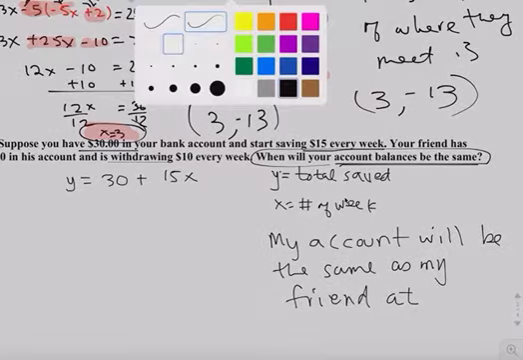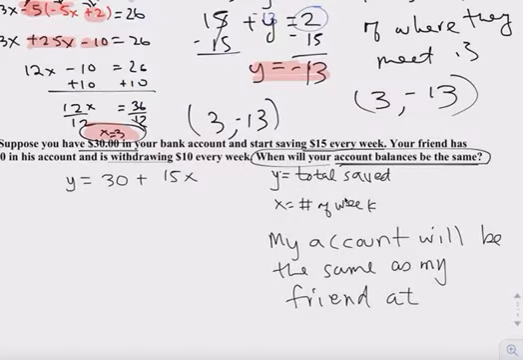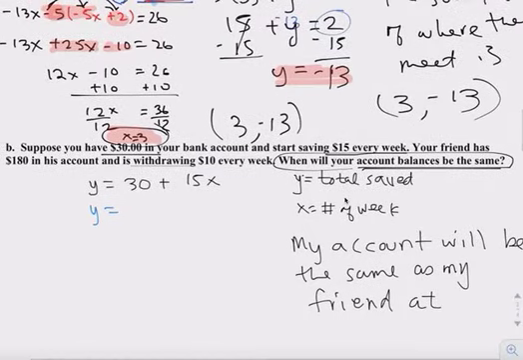Okay, so that's your account. This is you. So when you graph it, that's you. That's hard to graph, right? That's why for all those problems, we're using equations. Okay, your friend has $180 in his account and is withdrawing. Withdrawing means to subtract. Subtract $10 every week, minus 10x. So he's taking away $10 every week. You're adding $15 every week. So when will it be the same?